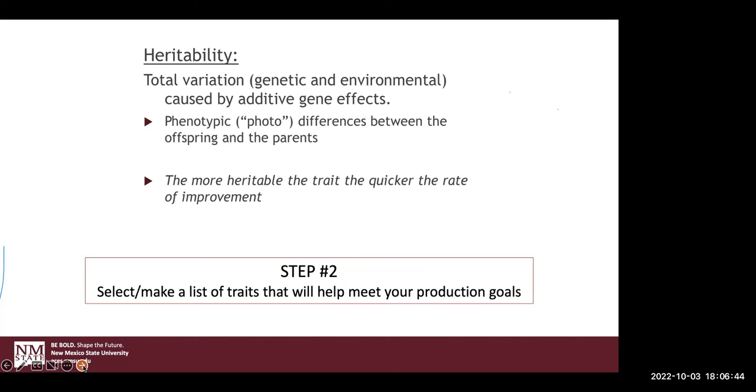Next slide. Oh, yeah, so that's the thing. You make your list of traits that you want, but then you've got to have a good understanding of what your chances are of actually improving that trait based on the heritability of it.